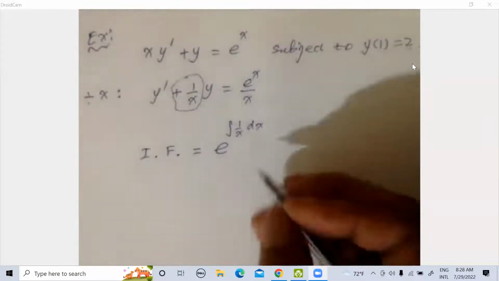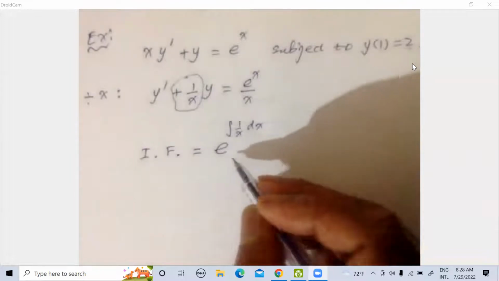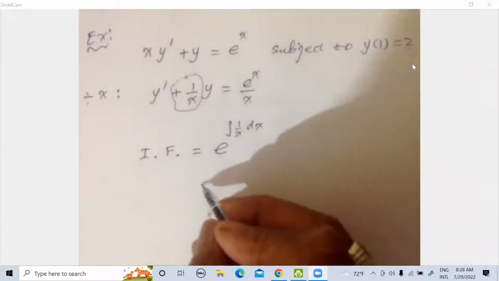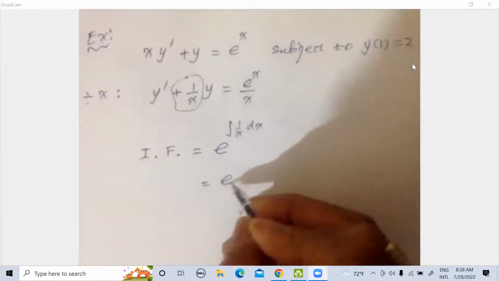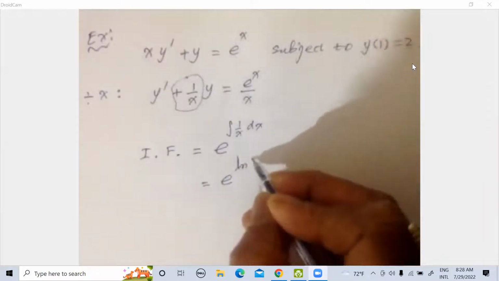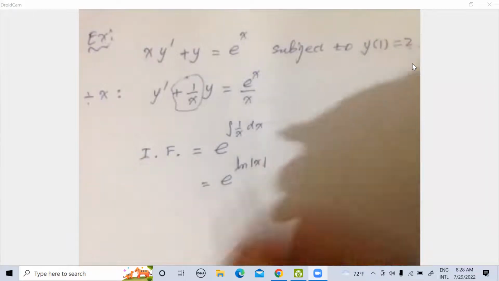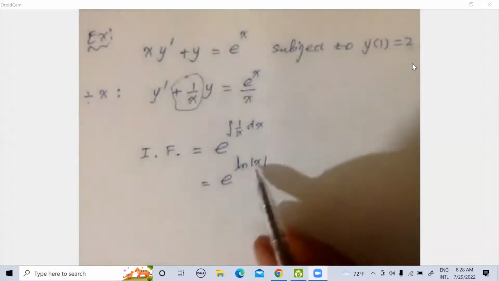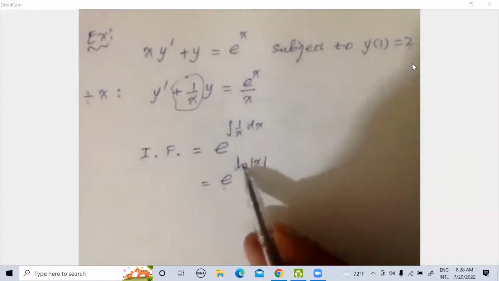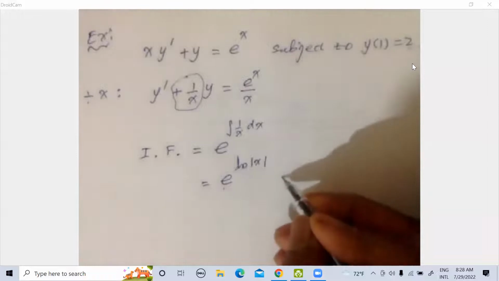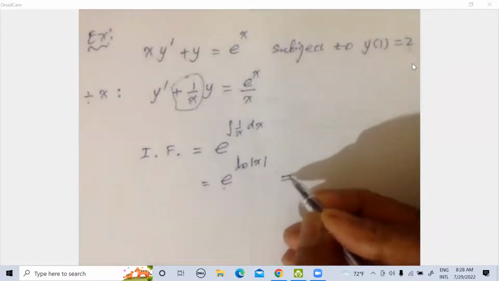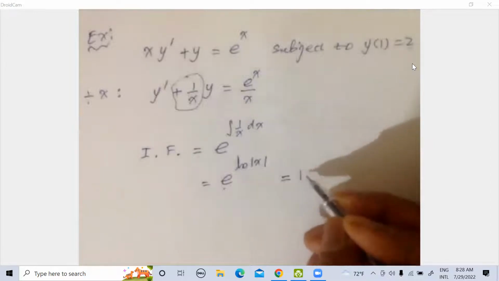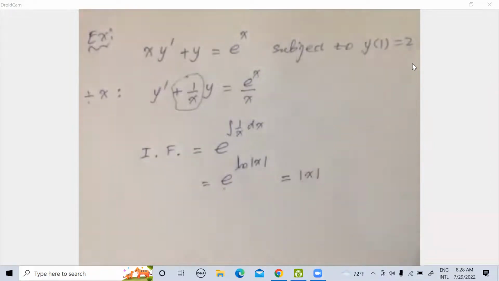And now tell me the answer. What do you get? e to the ln absolute x. Now, e to the ln absolute x. Now what will happen? e and ln kill each other. So what is the solution? This is equal to absolute x. Yes, absolute x.